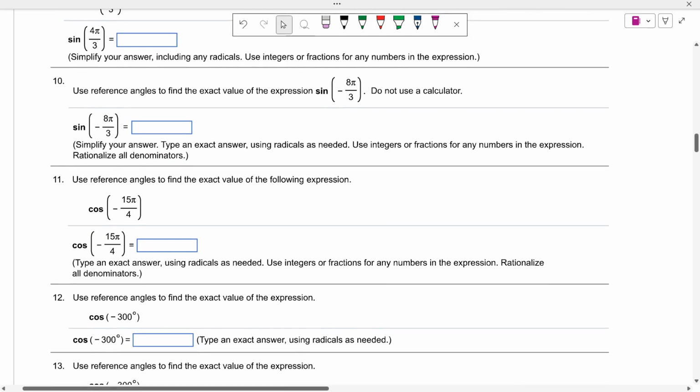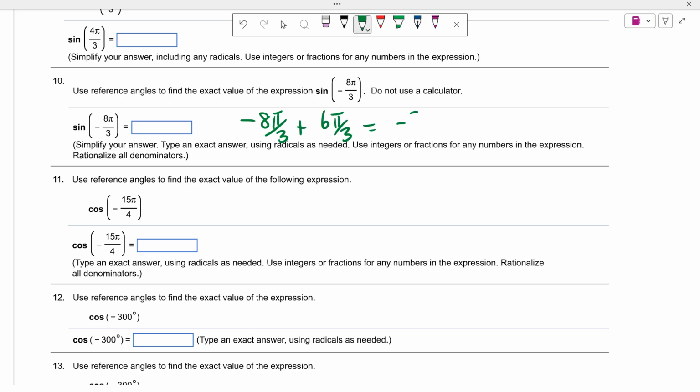The sine of negative 8 pi over 3. All right. When I hit this, I need a coterminal angle to help me figure this out. Okay? What am I going to add to it to make it back to positive again? 2 pi. 2 pi is how many pi over 3? 6 pi over 3. So negative 8 pi over 3 plus 6 pi over 3 equals negative 2 pi over 3.